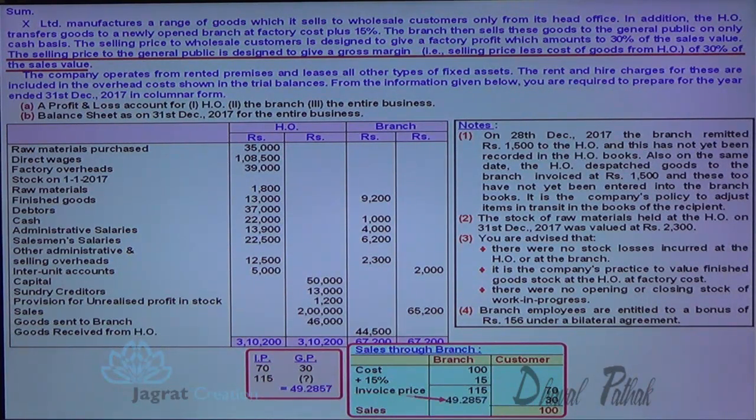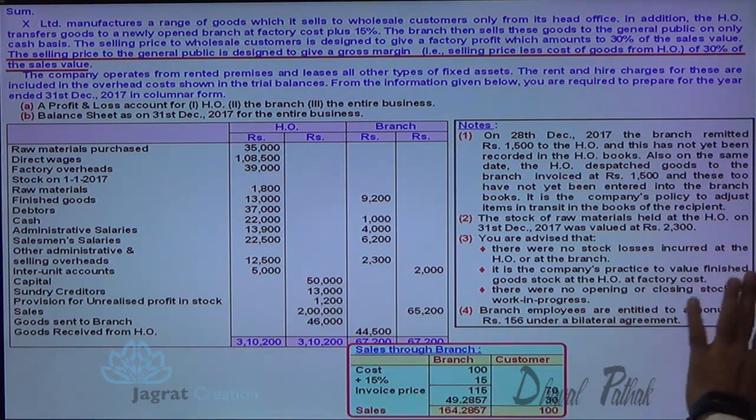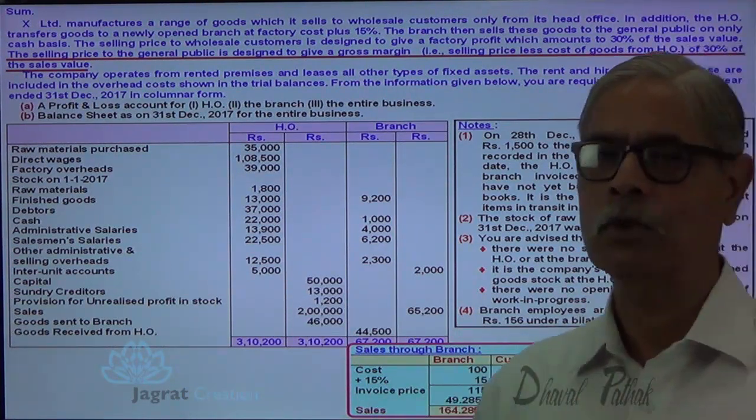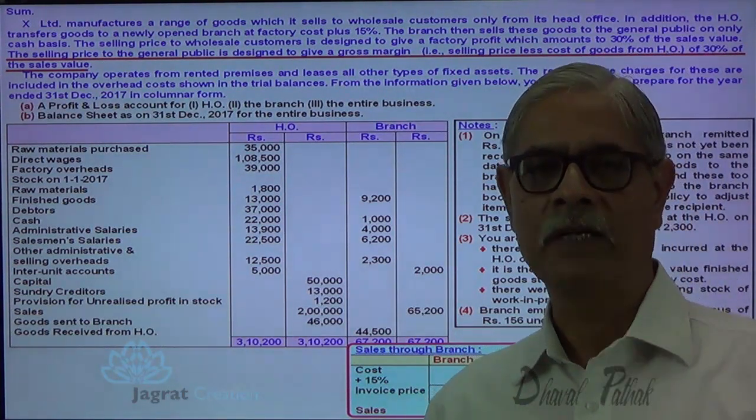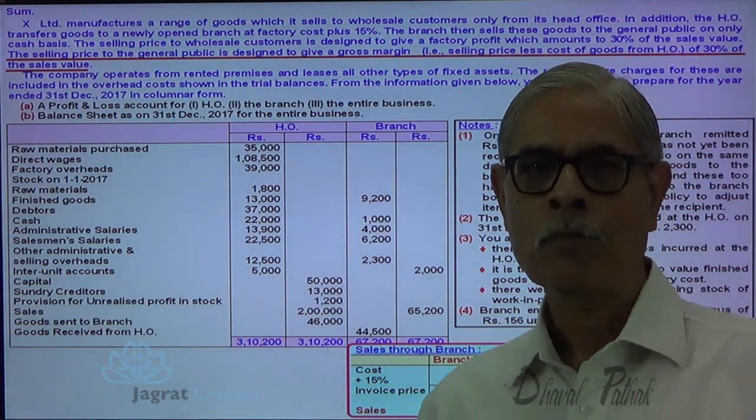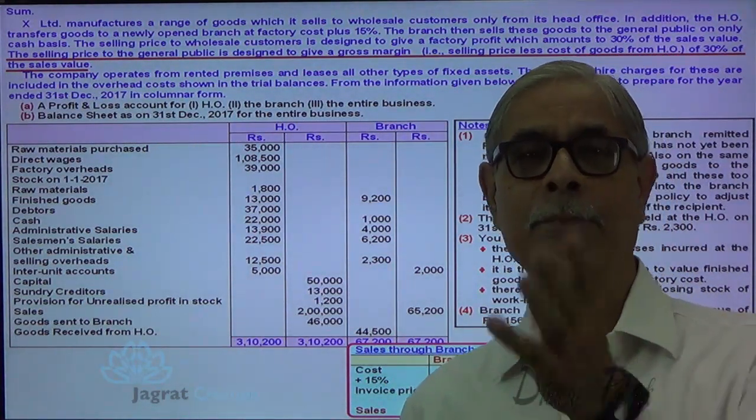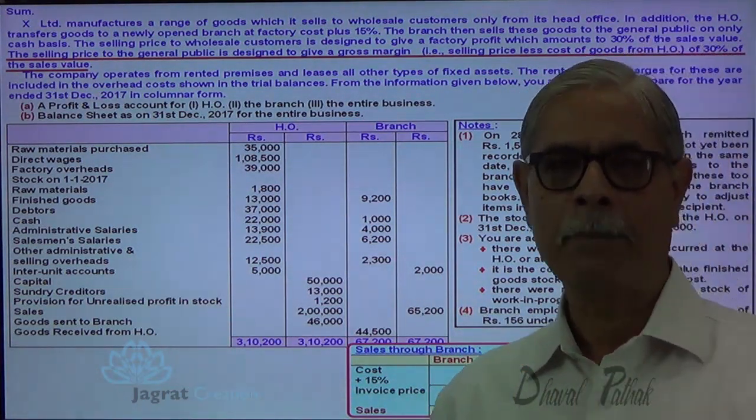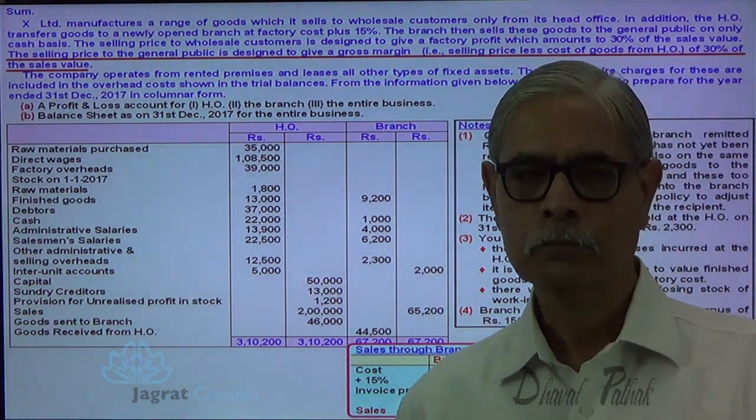49.2857 is the profit to be added, and the sales price to the public is 164.2857. This is the sales price to the public. So goods of 100 sent to branch at 115. To that, 30% profit on sales price is added. So this is how the sales price to the public is arrived at.